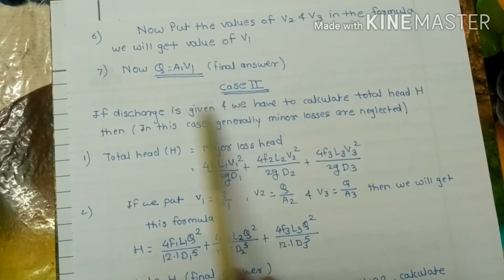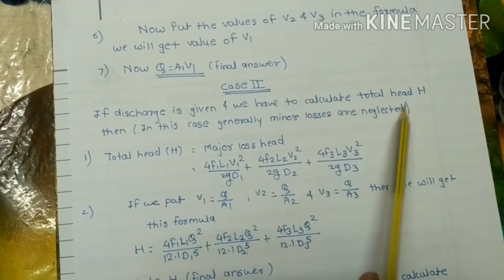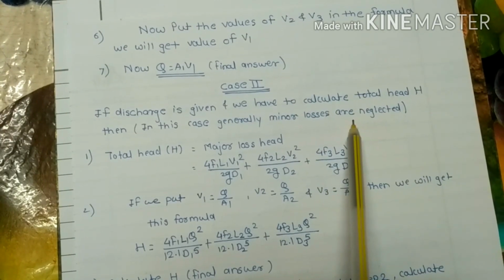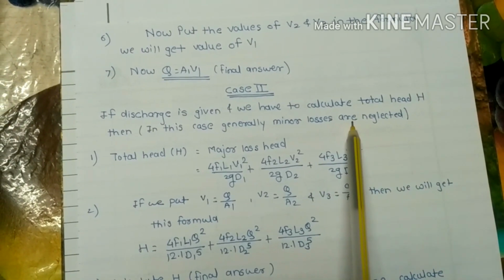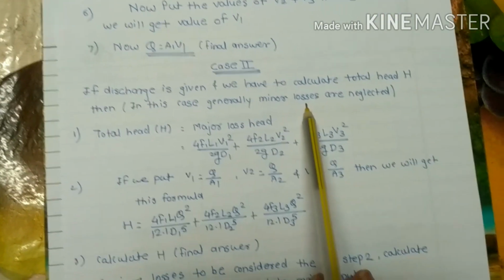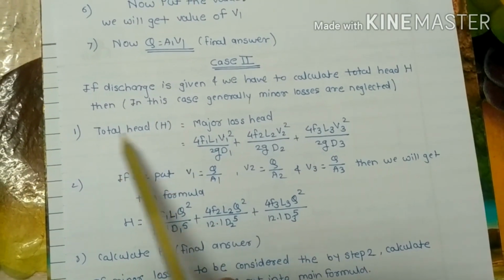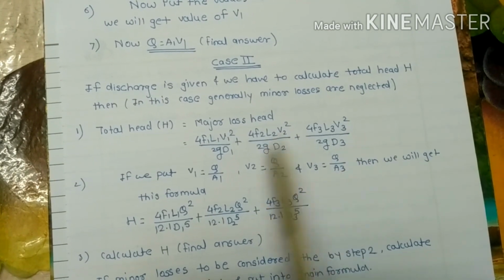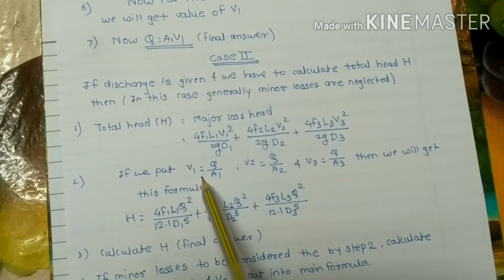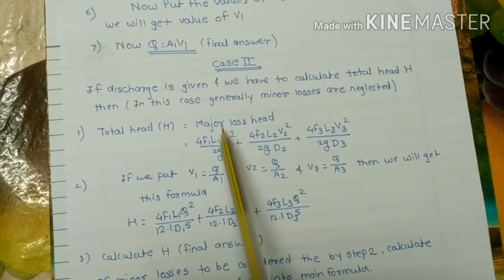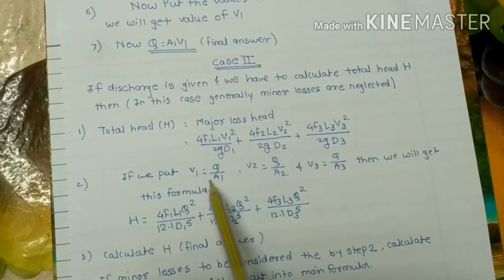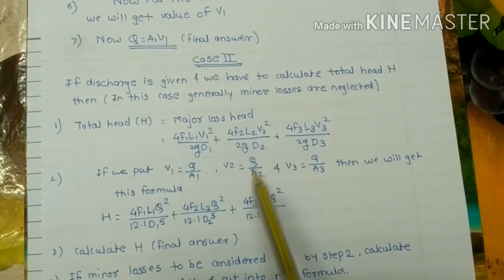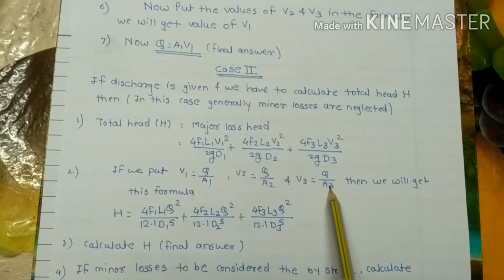Now in case 2, the discharge is given and we have to calculate the total head. Generally the minor losses are neglected, but if considered, we will see that case also. Total head is equal to the major loss head. Write the formula for 3 pipes. Now V1, as I said previously, Q is equal to A1 V1, so we can write V1 is equal to Q upon A1. V2 is equal to Q upon A2, and V3 is equal to Q upon A3.